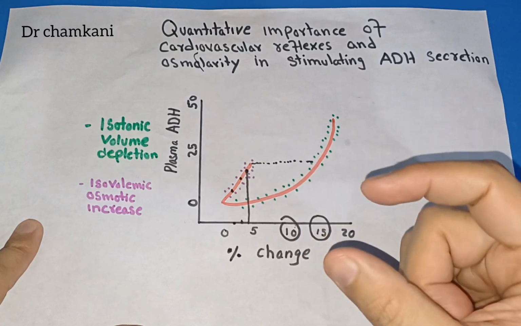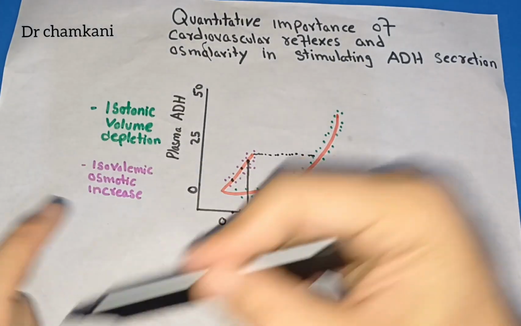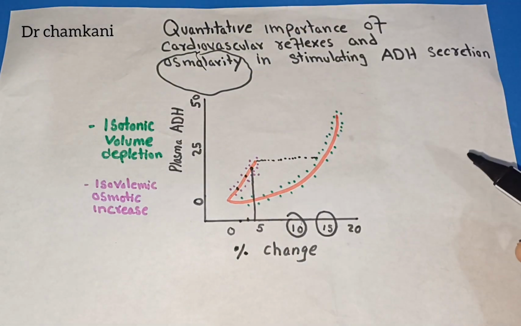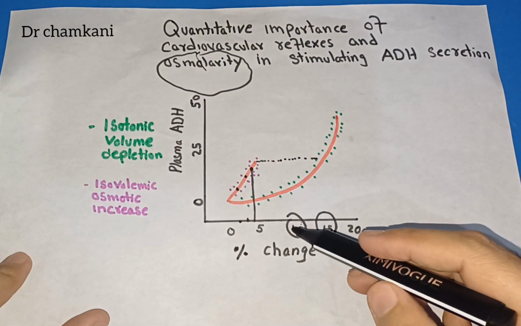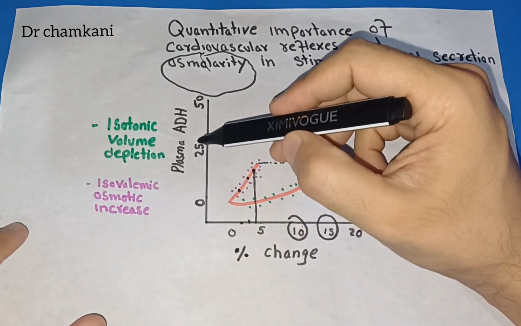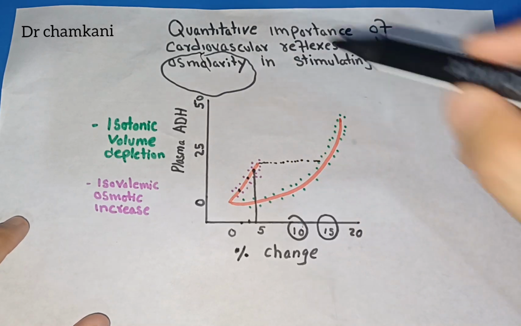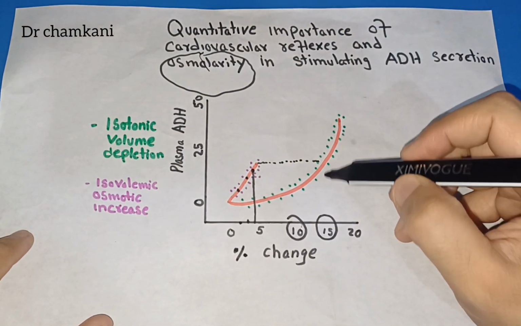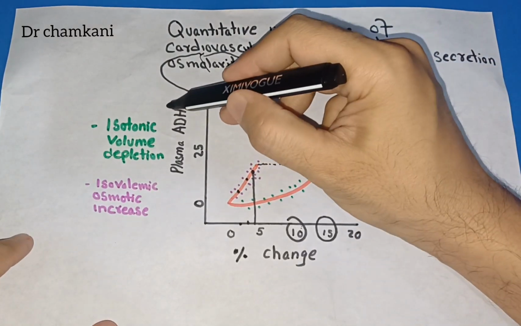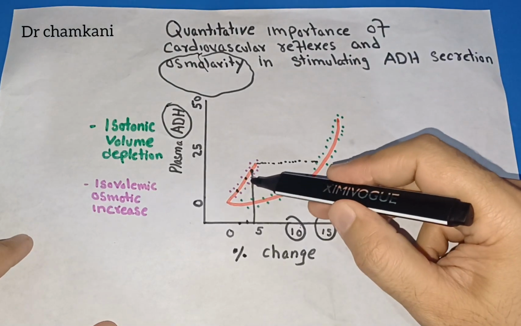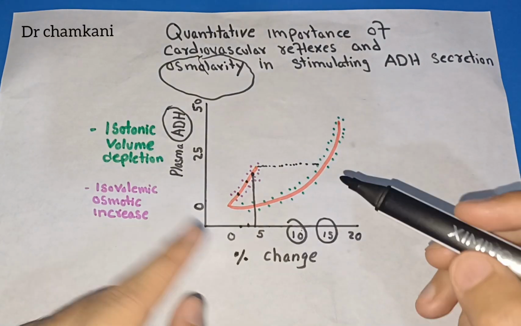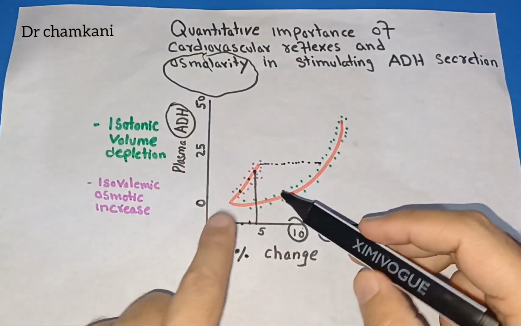antidiuretic hormone secretion is more sensitive to changes in osmolarity. But once there is a big decrease in plasma volume, then the plasma ADH secretion increases, and a big decrease in plasma volume helps in increased stimulation of the antidiuretic hormone, even with the same change in osmolarity. So the initial release of ADH is more sensitive to changes in osmolarity.